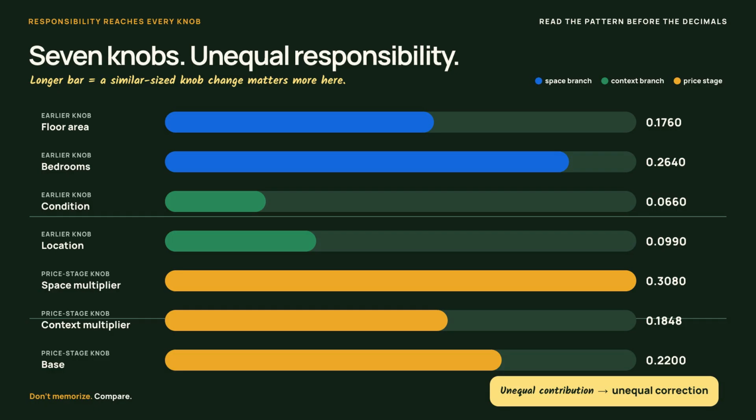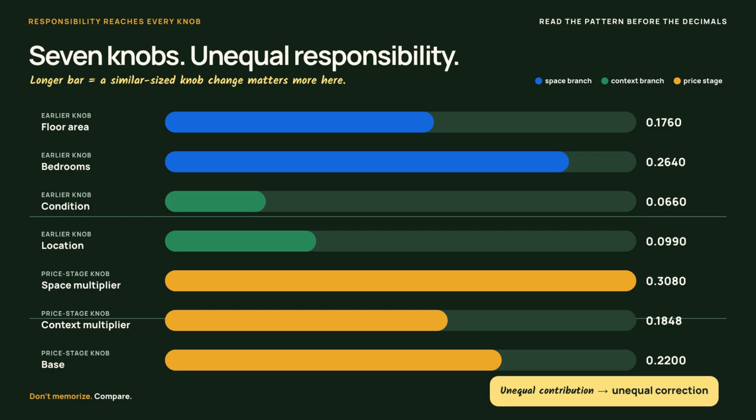Only now do we reveal the exact slopes. They are 0.1760, 0.2640, 0.0660, 0.0990, 0.308, 0.1848, and 0.2200. Do not memorize them. Read their pattern.